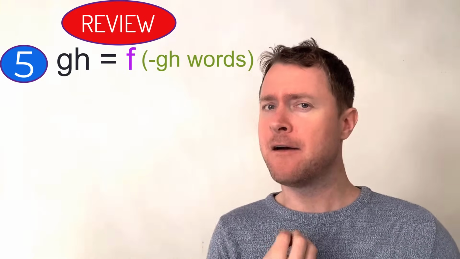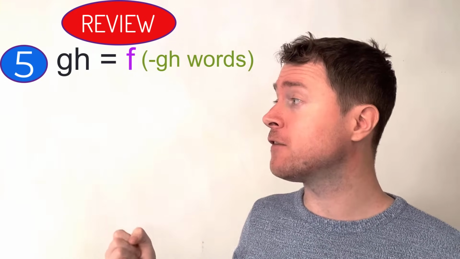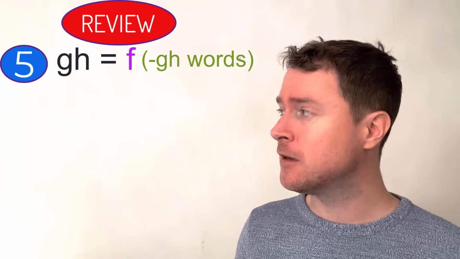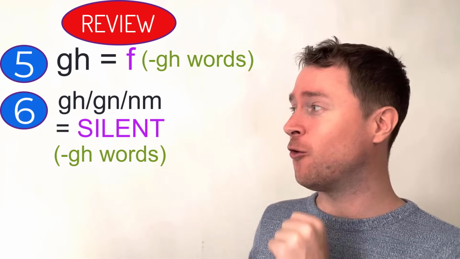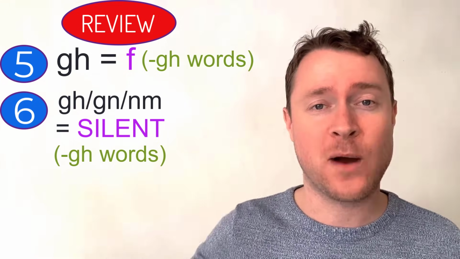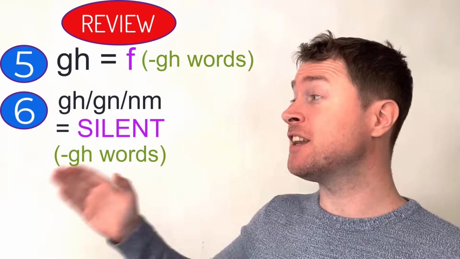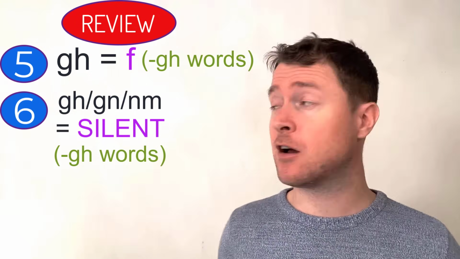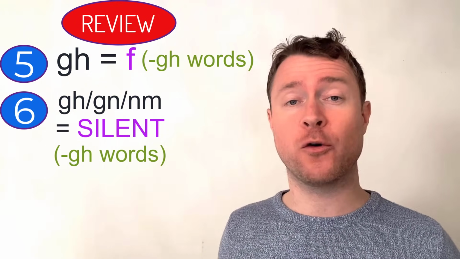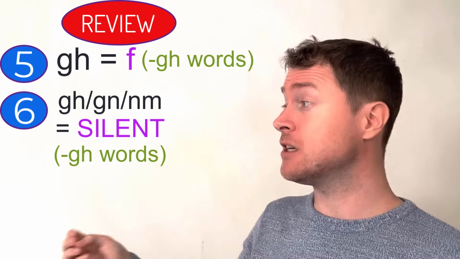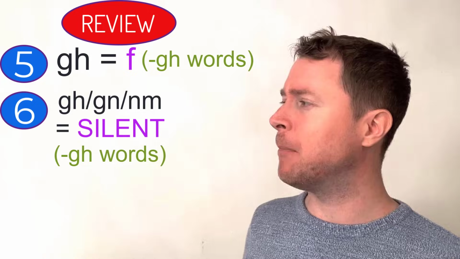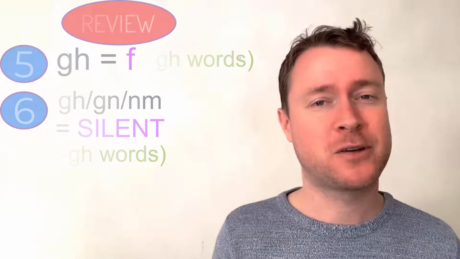Then we have the G and the H together, which can make an f sound, like in cough, or rough, or tough. Then we have GH, which is completely silent, like in high, or sigh, or night, or wait. And again, we have G and N, usually means the G is silent in gnome, or gnarl, or foreign, or design. And the G and M together, which also usually means the G is silent in things like diaphragm, phlegm, and paradigm. Okay?